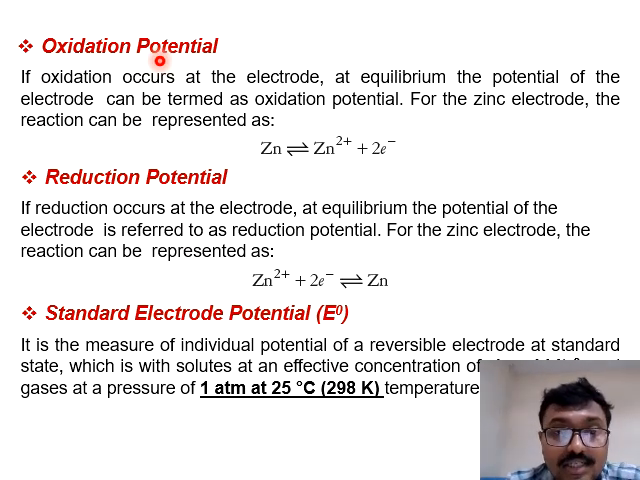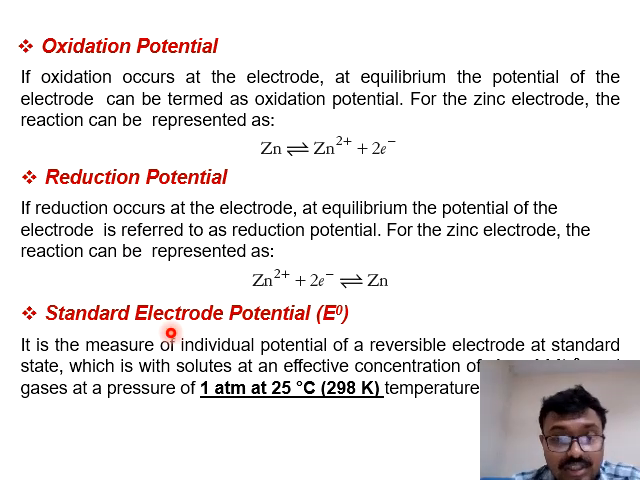If oxidation occurs at the electrode, the potential of the electrode at equilibrium can be termed oxidation potential. For example, for the zinc electrode, the reaction can be represented as zinc going to zinc 2 plus and 2 electrons. The potential of this reaction is called oxidation potential. What is reduction potential? If reduction occurs at the electrode, the potential of the electrode at equilibrium is referred to as reduction potential. For the zinc electrode, the reaction is presented as the opposite reaction.